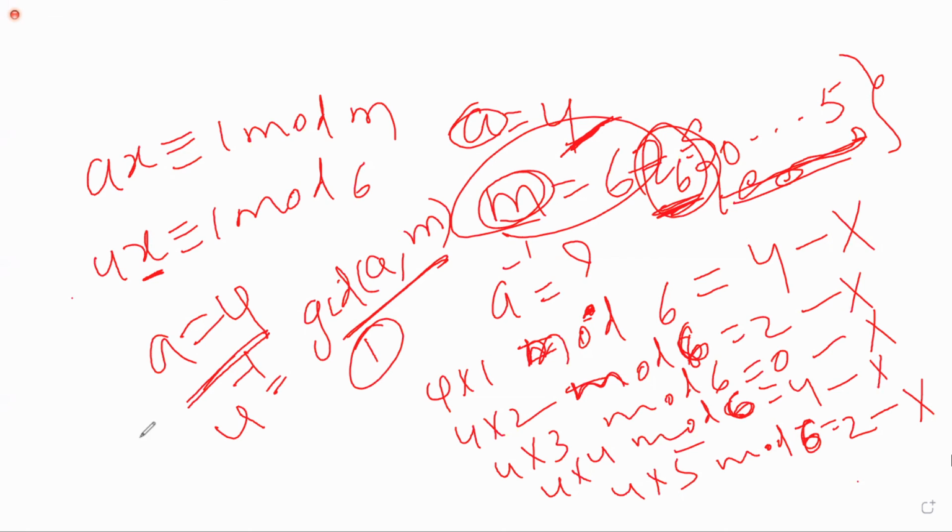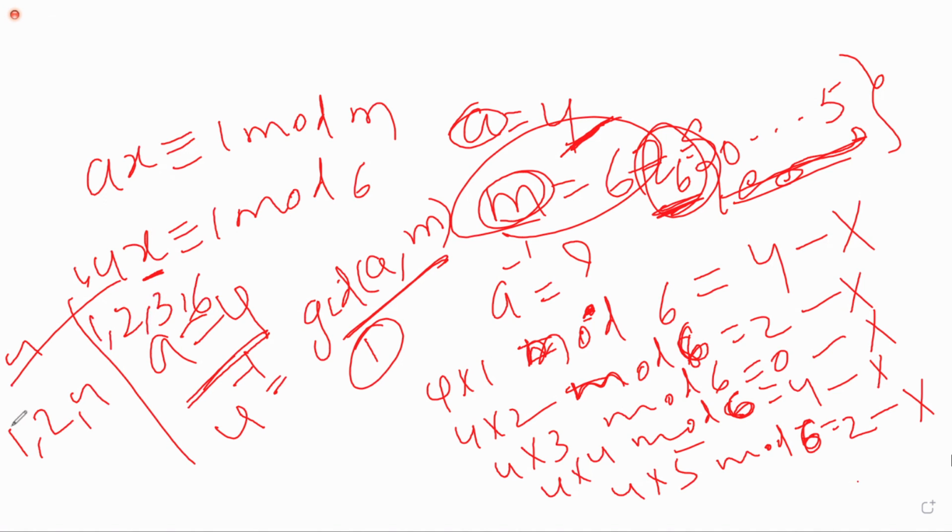Factors of 4 are 1, 2 and 4. For 6 they are 1, 2, 3, 6. So 1 is a common factor, 2 is also a common factor. The greatest factor is 2. So 2 is the GCD of 4 and 6, which is not equal to 1. That is why we can simply say that there is no multiplicative inverse of 4 under modulo 6.